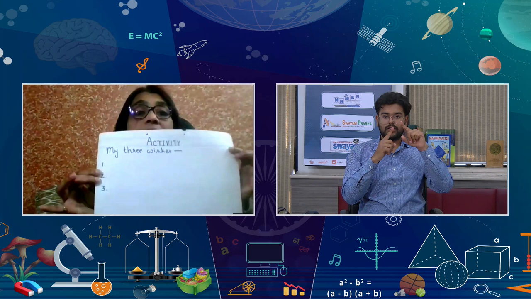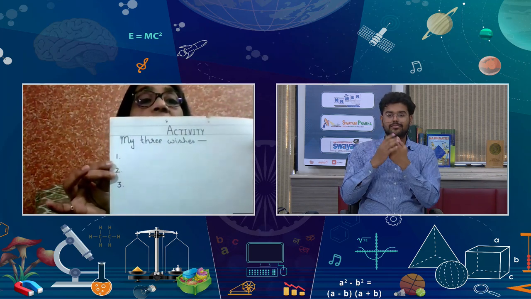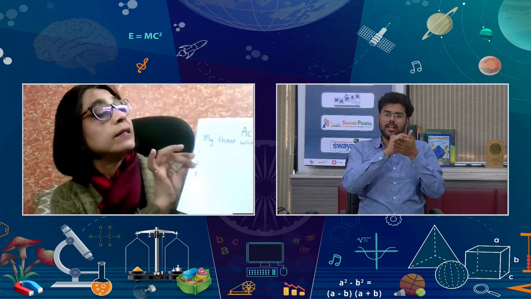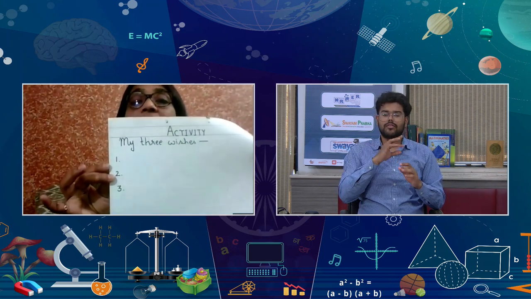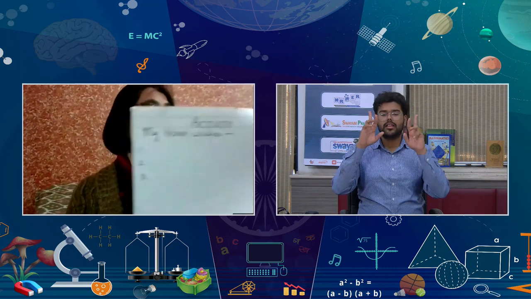Now the activity that we thought of, here is my activity. If you can see, you just have to write my three wishes. As we see in the story, the tree was granted four wishes by the magician. Here, imagine that you also meet a magician who is ready to grant three wishes for you. So what would be those three wishes?